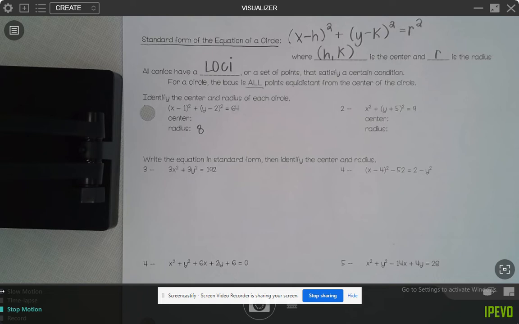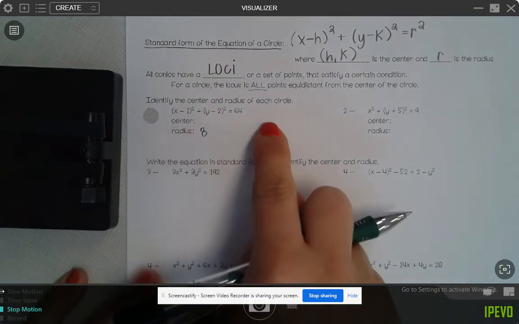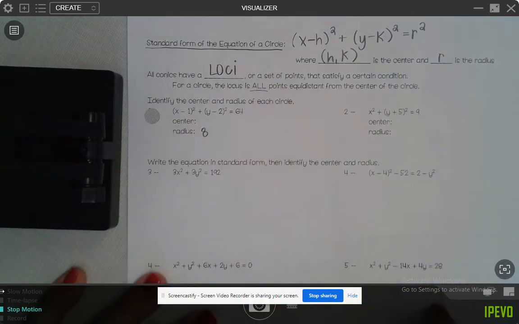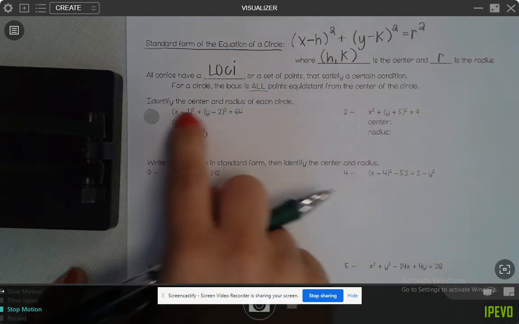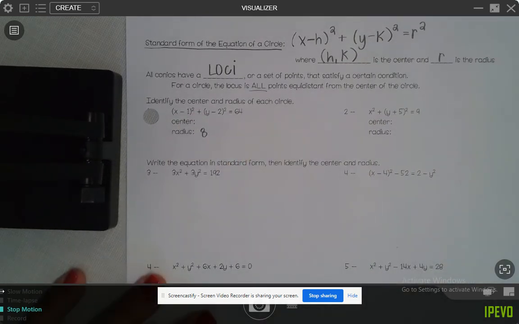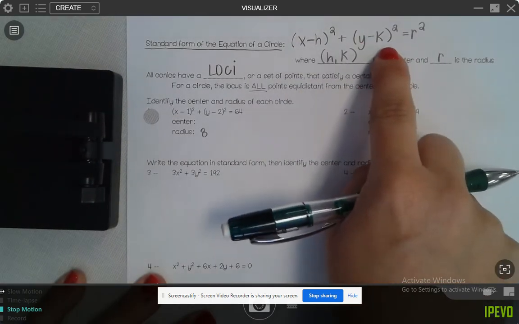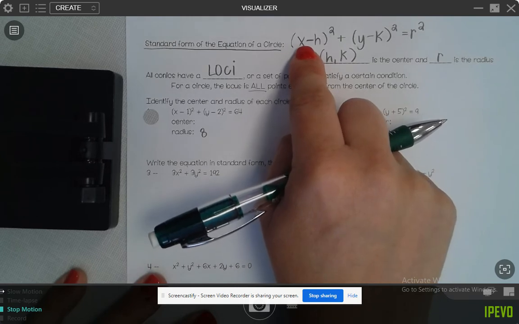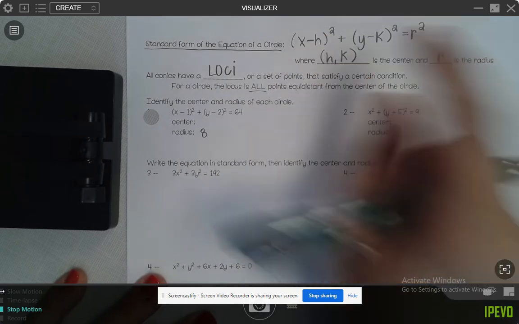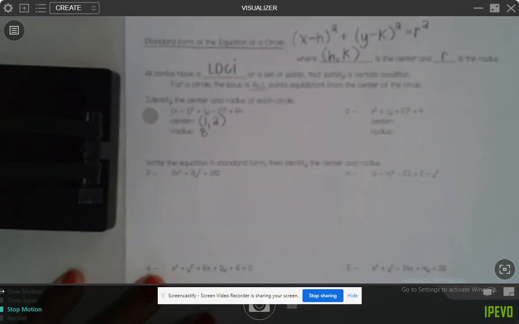Now, the center, you have to go off the standard form and then look at your equation. Standard form is x minus h squared plus y minus k squared. What are h and k in this case? 1 and 2, because it matches up. I would put 1 there and I would put 2 there. If it was -1, it would be x plus 1. So my center is 1, 2.